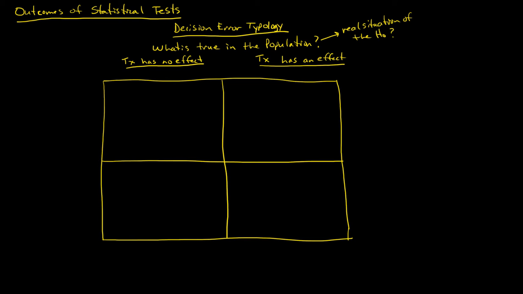And then these rows are going to represent the conclusion reached in the study that you conducted. And what are the different conclusions? Your study can say no effect, or your study can say treatment has effect.